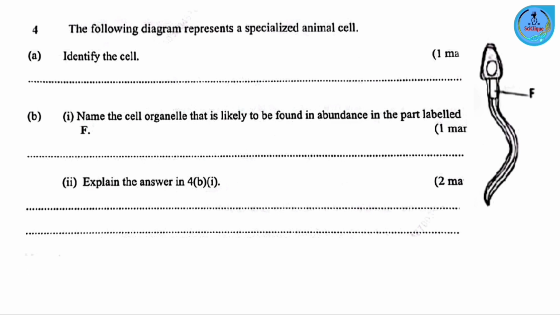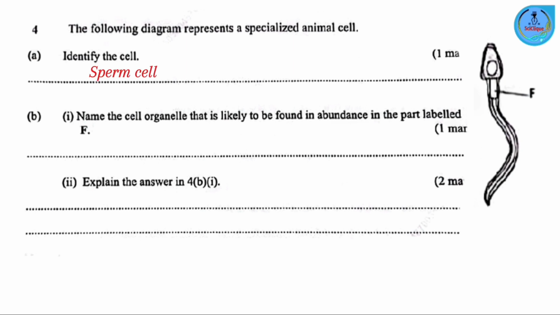Moving on to question number 4. The following diagram represents a specialized animal cell. Part A. Identify the cell. Okay, let's look at the cell. Do we know what this is? Yes, this is the sperm cell.